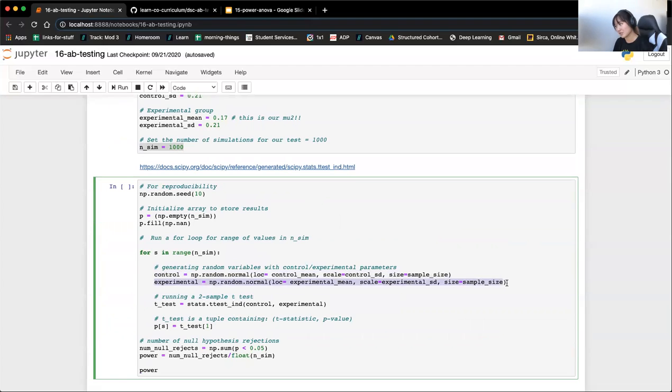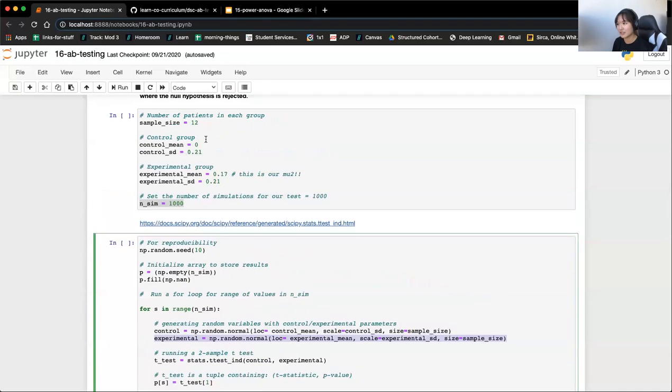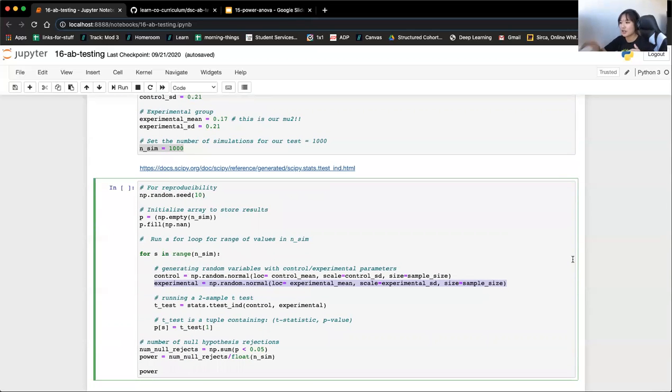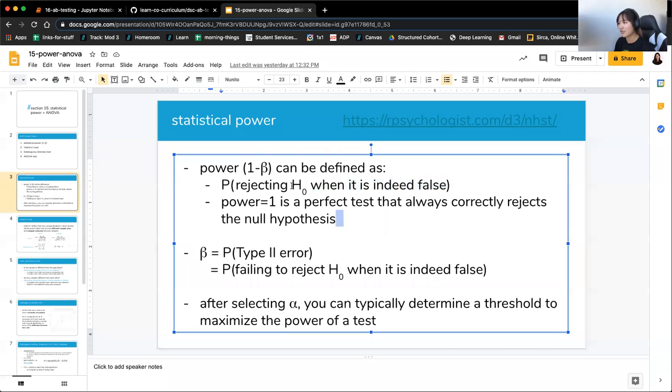For this experimental group, we're going to do the same thing, but instead of a 0 mean, they're going to have a 0.17 mean. So on average, your experimental group should already have roughly 0.17 higher numbers than the control group. These two lines are confirming that the null hypothesis is indeed false. It should be rejected in all of these situations because we are pulling from those distributions. Does anyone need to clarify any of that?